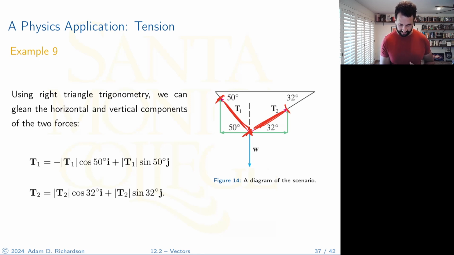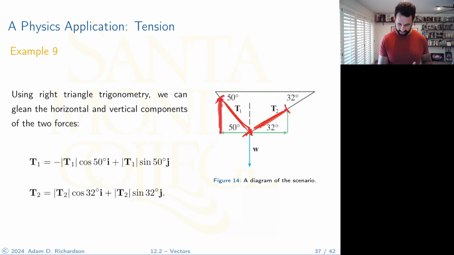So T1 is a scalar times i plus a scalar times j. Well, what is the scalar times i? What we need to know is what is this value right here? What's the length of that line right there? This is where the right triangle trigonometry comes in, right? Because this line here is going to be the length of T1 times cosine of 50 degrees. Now in this case, this is actually negative because we're going in the negative x direction here. That's why this is negative.